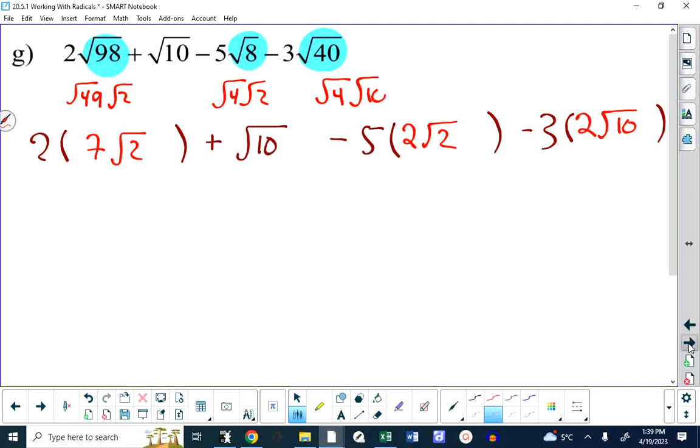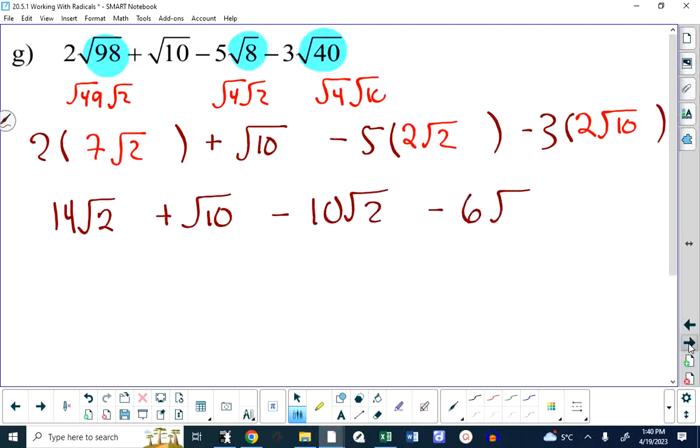So putting this together, I get 14 root 2 plus root 10 minus 10 root 2 minus 6 root 10. So I have some root 2's and root 10's that I can bring together. 14 root 2 minus 10 root 2 is 4 root 2. We in agreement on that part of it? Then I have 1 root 10 minus 6 root 10, which is minus 5 root 10. Good? All right. One more.